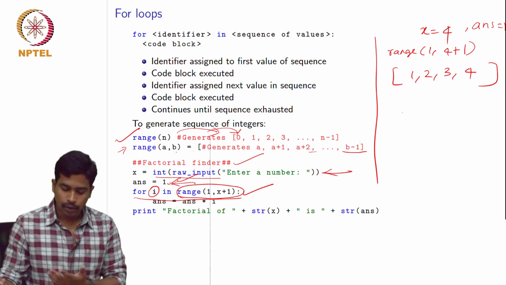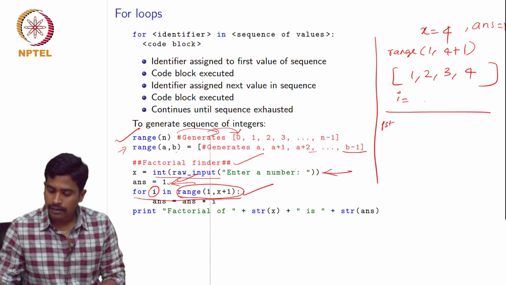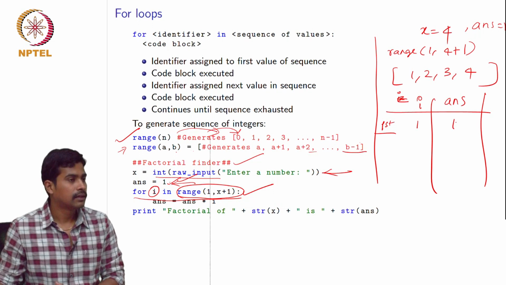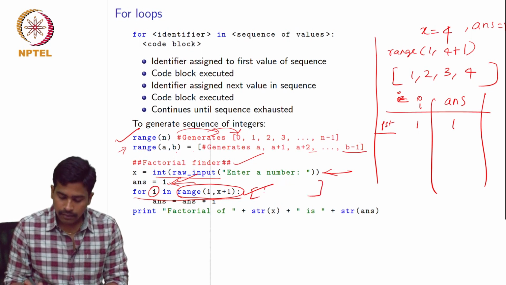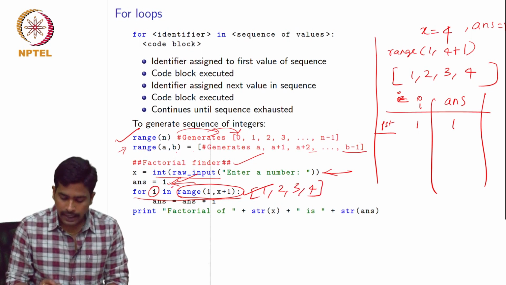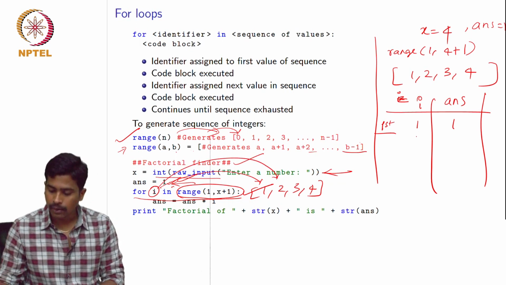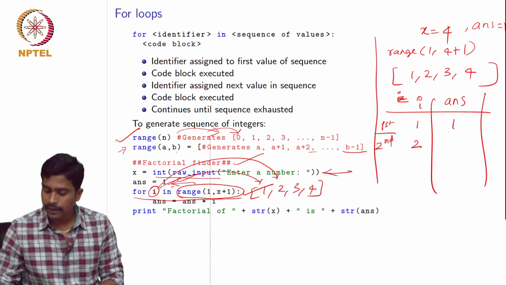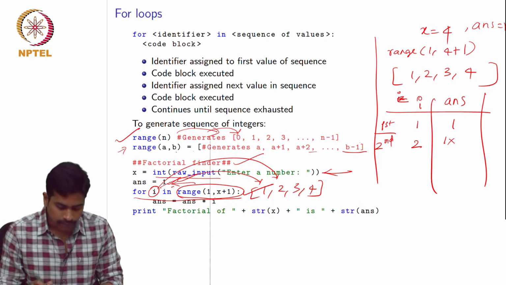So when the loop is initially started, the I value and answer value we will see in this table. On the first iteration I is 1, answer is 1, right. After the first iteration the loop goes back again. Initially I is assigned 1, after the first iteration I is assigned 2 here. So now I equals 2 and the answer is answer multiplied by I, okay.